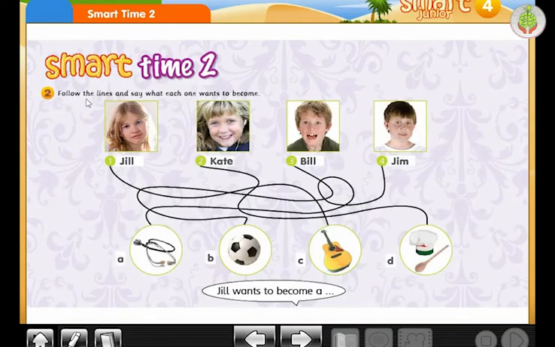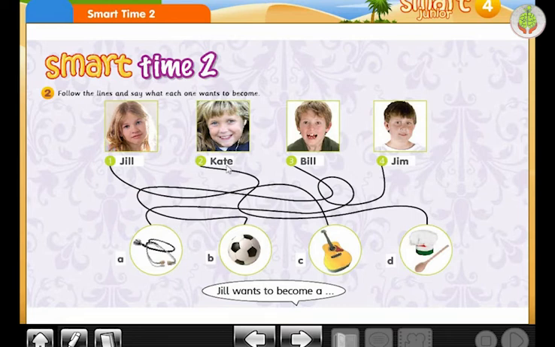Now, let's move on to the next exercise. It says, follow the lines and say what each one wants to become. Alright, we have these children, and let's see, number 1, Jill. Let's follow the line. Ooh, look! What's this? It's a guitar. So Jill wants to become a what? She wants to become a musician.